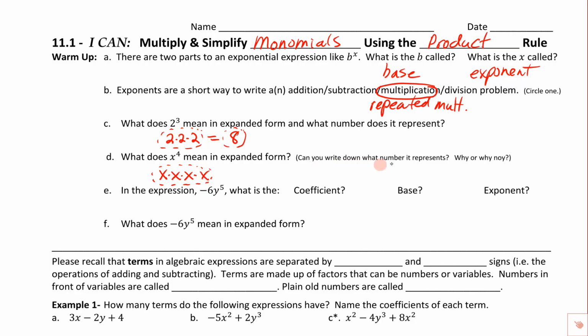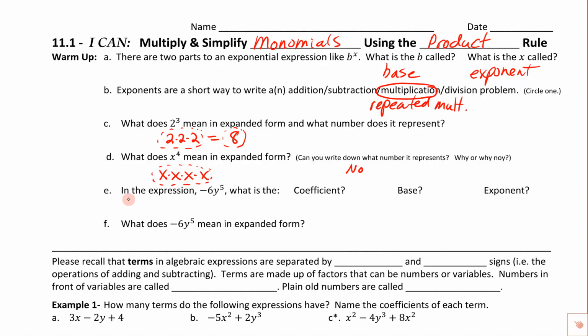And then it says, can you write down what number it represents, why or why not? The answer to that is no, and the reason is we don't know what x is. We're basically saying, look, I know I'm supposed to multiply x by itself 4 times, but I don't know what number it is. When you tell me what number it is, then I could figure that out.